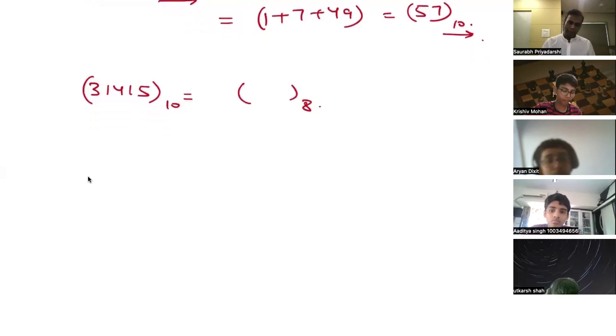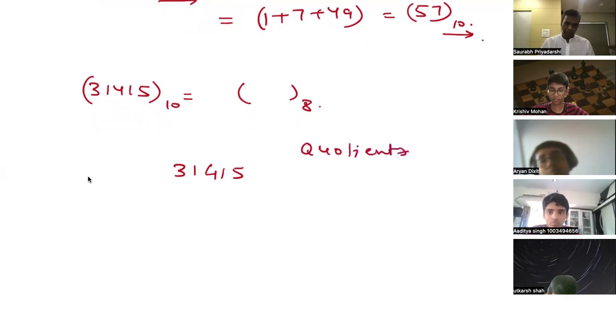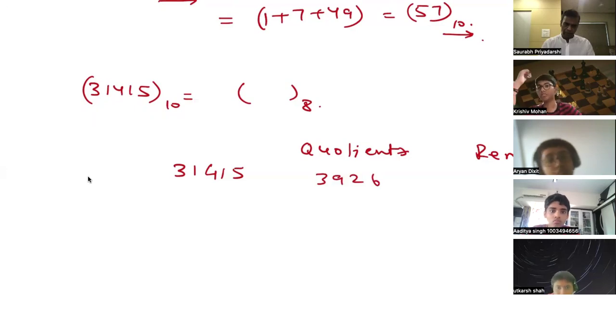So I can rewrite this as 31415, quotient, and this is remainder, right? When dividing by 8, right? Sanjana, just check your calculation. Check your calculation. 3 times 10, 9 times 2, 6. Remainder is 7.